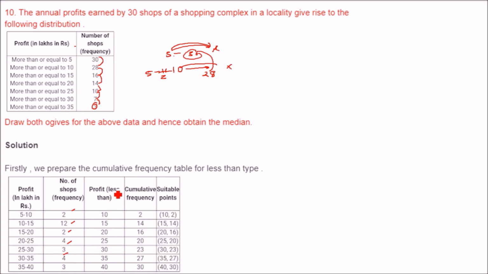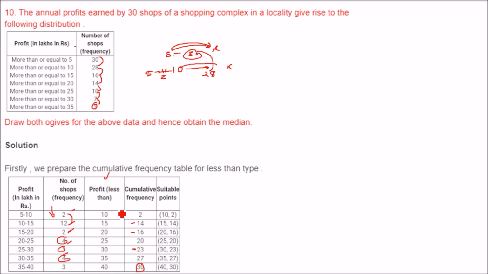And what is the profit which is less than? When we talk about profit which is less than, then we need to compute the cumulative frequency, because we already know the frequencies. These are the actual frequencies. So in order to find out the cumulative frequency, just add them. That is 2 and this 12 is 14, and 14 plus 2 is 16, and 16 plus 4 is 20, 20 plus 3 is 23, 23 plus 4 is 27, and 27 plus 3 is 30.